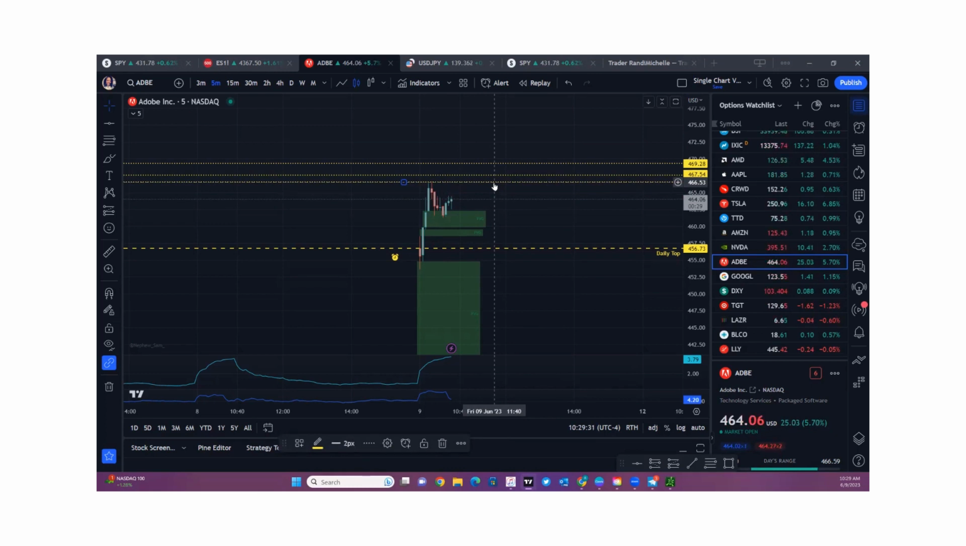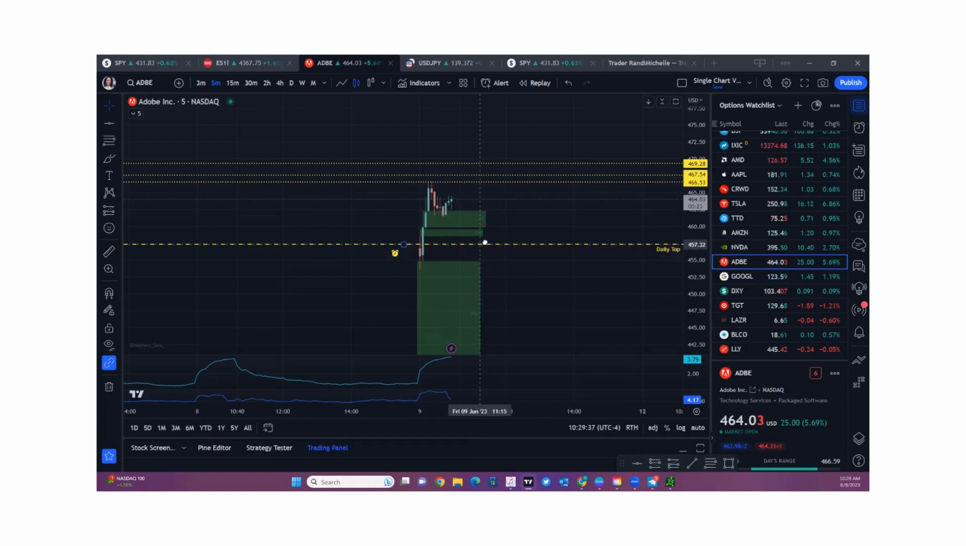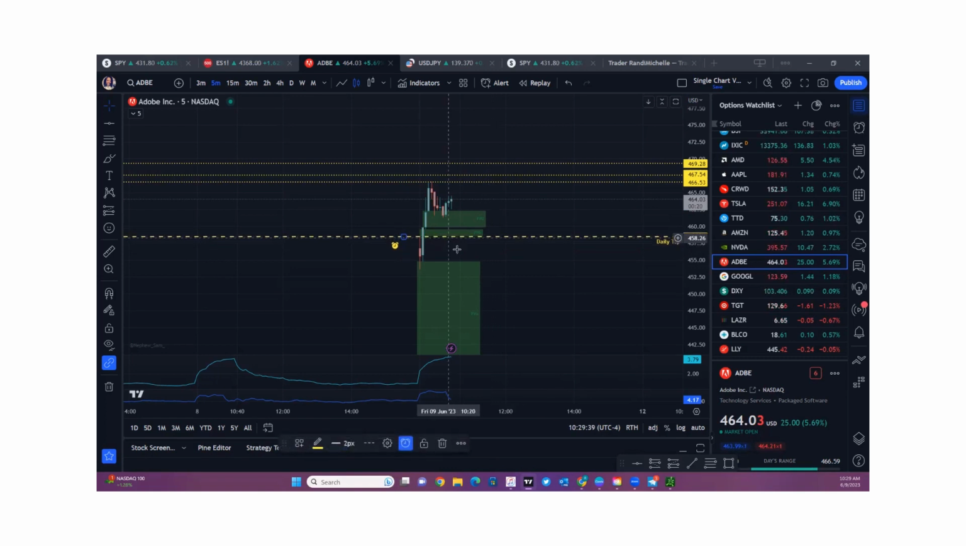So you want to be alerted to look back at Adobe in these ranges. And you can even move this if you want to just keep your eyes on it, alert. We can move this up to the wick. I'm at work, so I can't do it. I get it. That's what I'm saying.